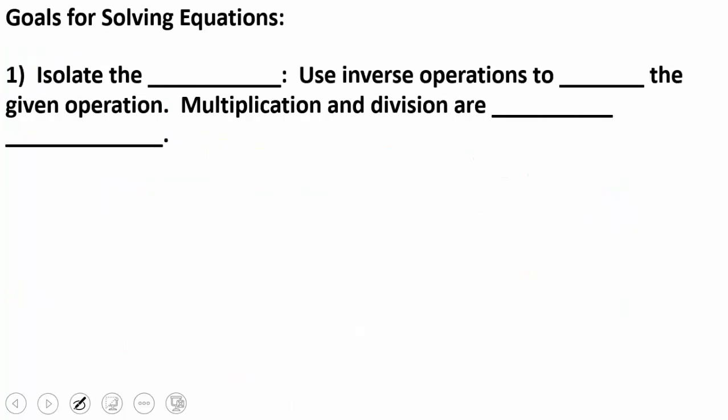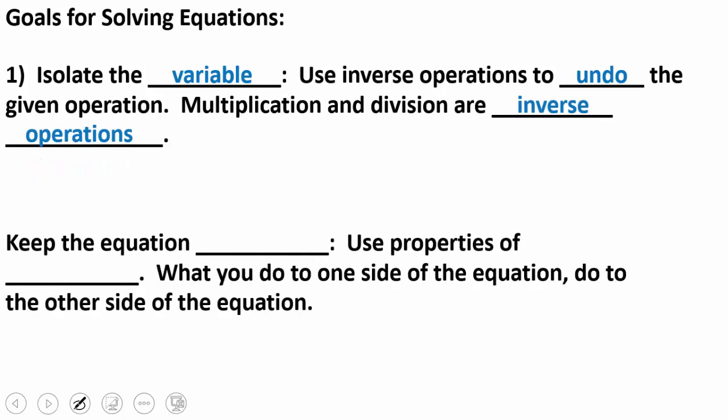Outstanding. Let's review our goals for solving equations. The first goal is to isolate the variable. That means use inverse operations. We're going to use multiplicative inverse operations to undo the given operation. We know that multiplication and division are inverse operations. Our second goal is to keep the equation balanced. We use those properties of equality that we just talked about. In other words, whatever you do to one side, you do to the other. So instantly in our brain, when we see we have to solve an equation, I've got to isolate using inverse, and I've got to keep it balanced by doing the same thing to both sides. Bingo. Let's do it.